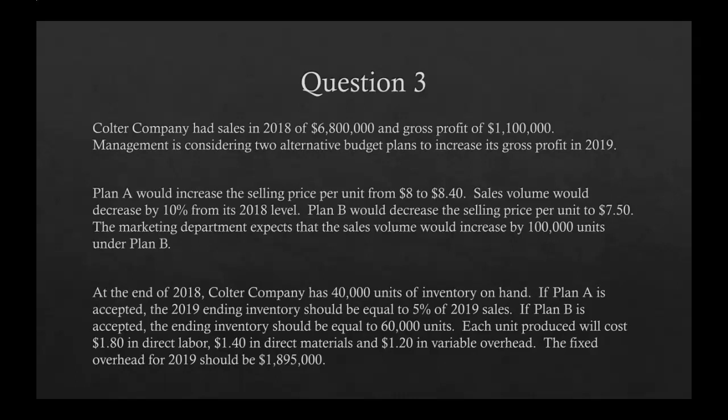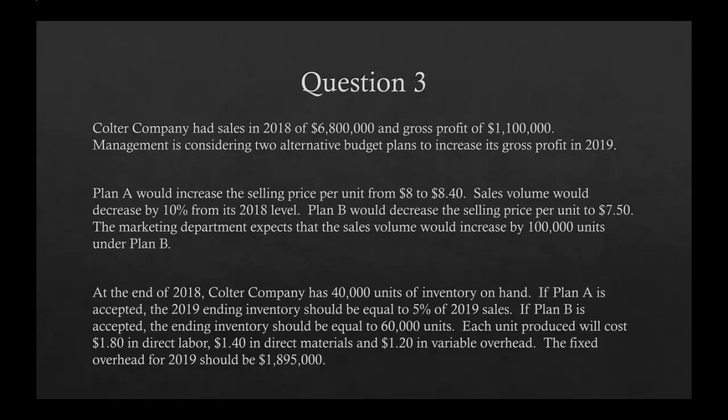Then it says at the end of 2018, Coulter Company had 40,000 units of inventory on hand. If plan A is accepted, the 2019 ending inventory should be equal to 5% of 2019 sales. And if plan B is accepted, the ending inventory should be equal to 60,000 units.